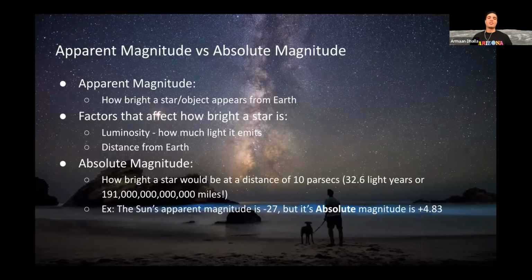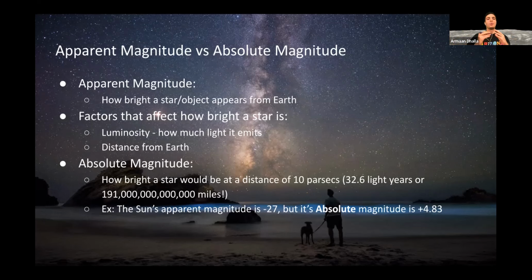But everything we've talked about so far has come from apparent magnitude, or how bright a star or object appears to us from the Earth. But we know that there are 2 factors that affect how bright a star is. One is its luminosity, or how much light the star emits. And the second is its distance. We know that if a star has a big luminosity, it emits a lot of light, so it's going to appear brighter to us. And if a star is really far away from Earth, it's going to appear dimmer.